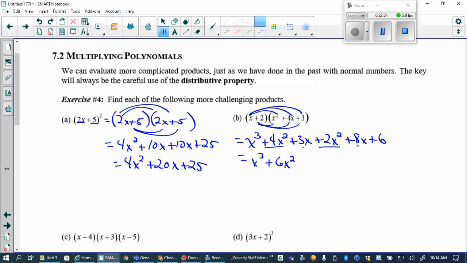11x, plus 6. You with me? It's all the same, right? Distribute, combine like terms. Distribute, combine like terms. Okay?